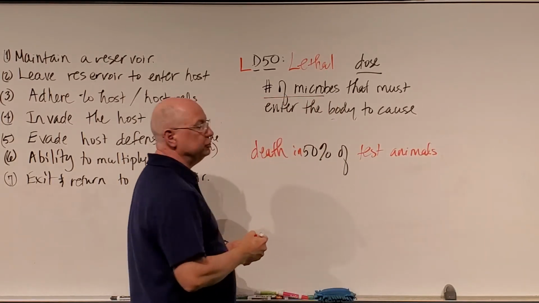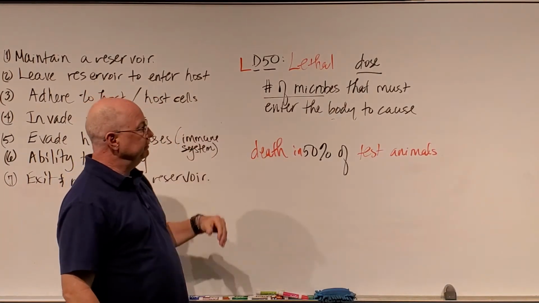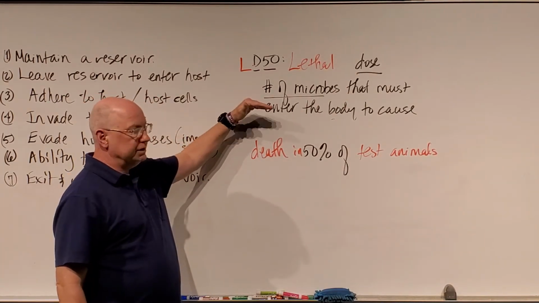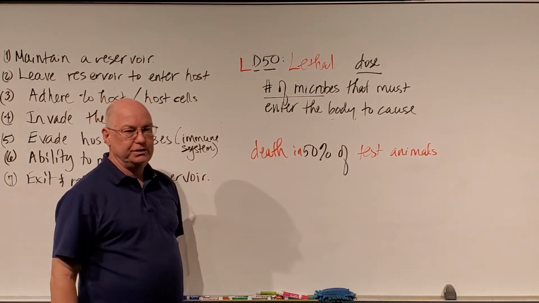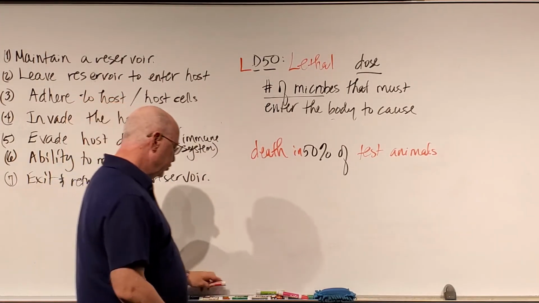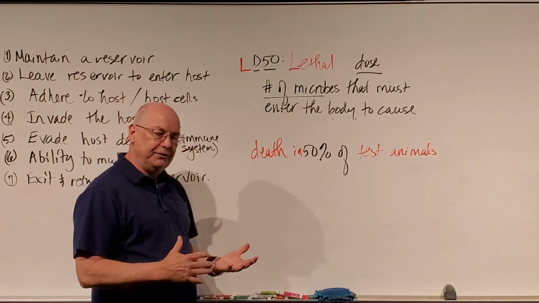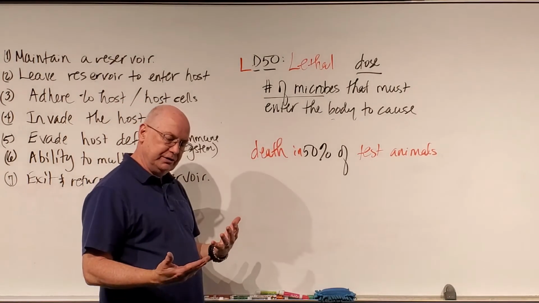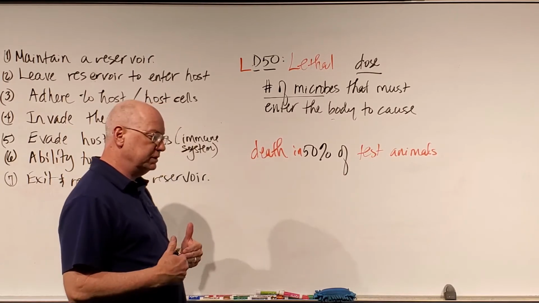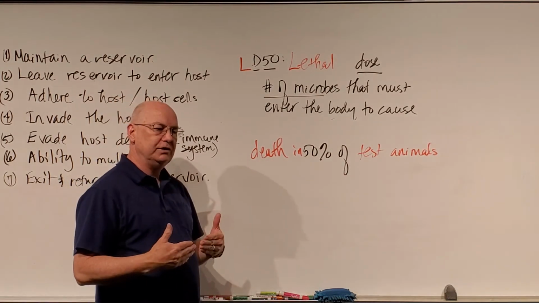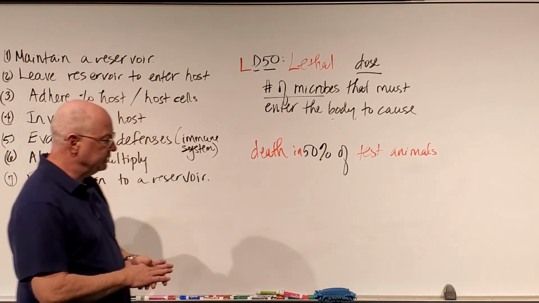That's called the lethal dose 50, or LD50: the number of microbes that must enter the body in order to cause death in 50% of the test animals. Okay, so we can look at the ID50, the number necessary to cause an infection in 50% of the animals, or the lethal dose 50, the number of microbes necessary to cause death of 50% of the host animals.